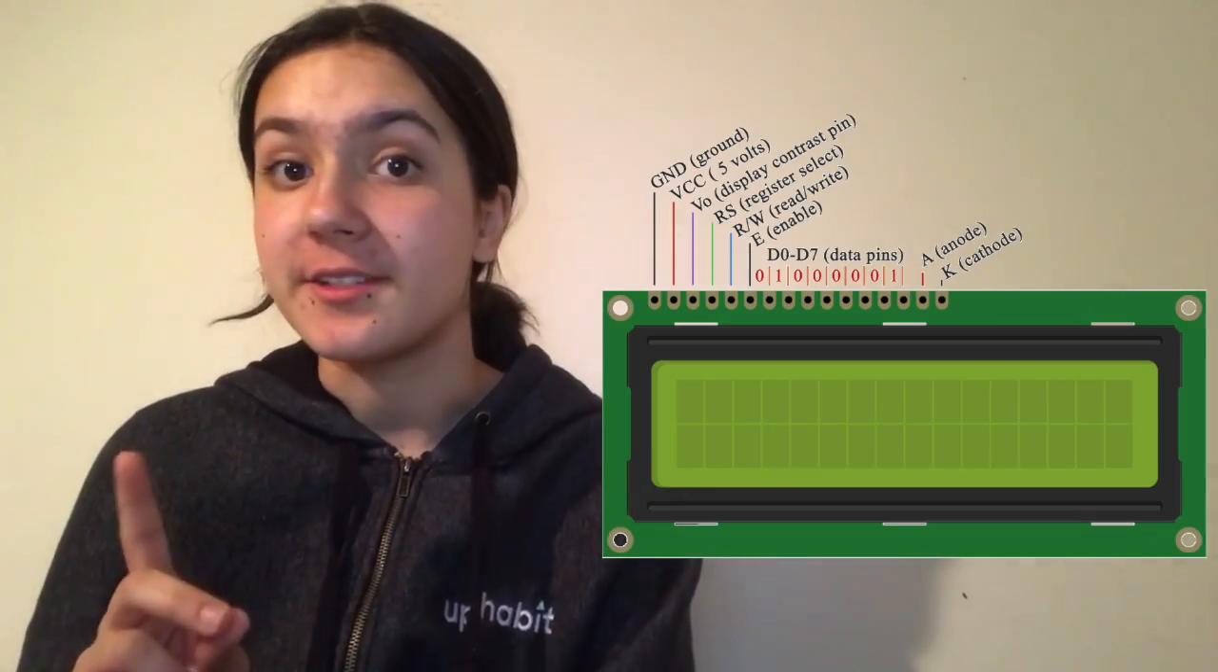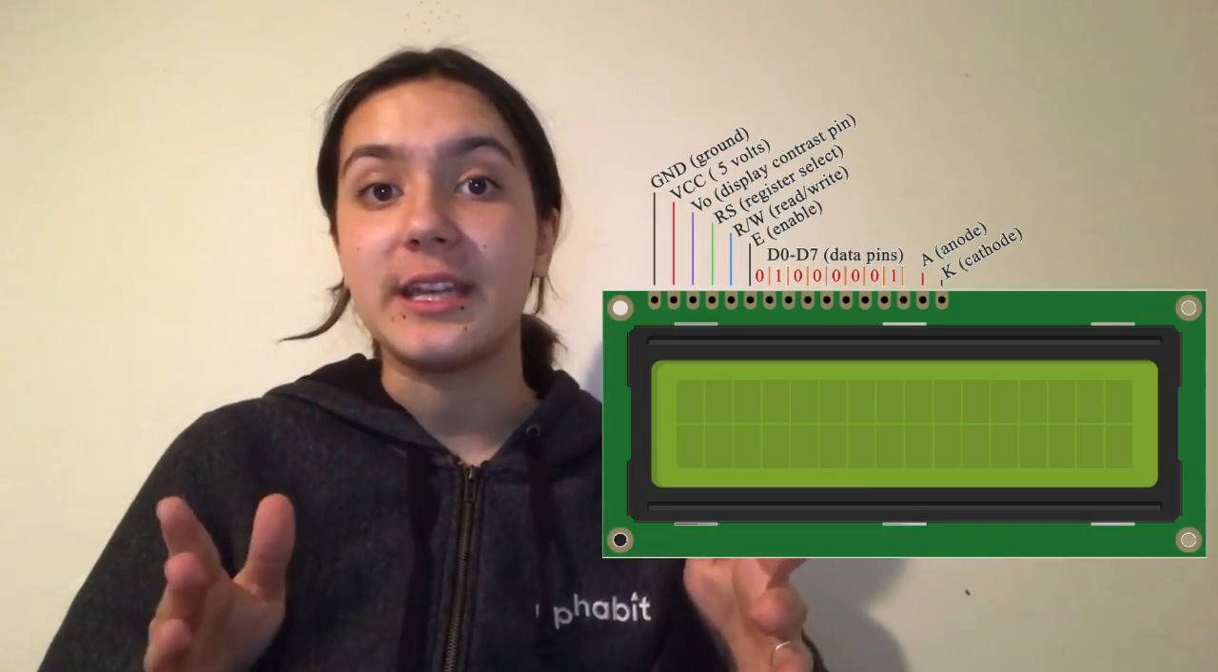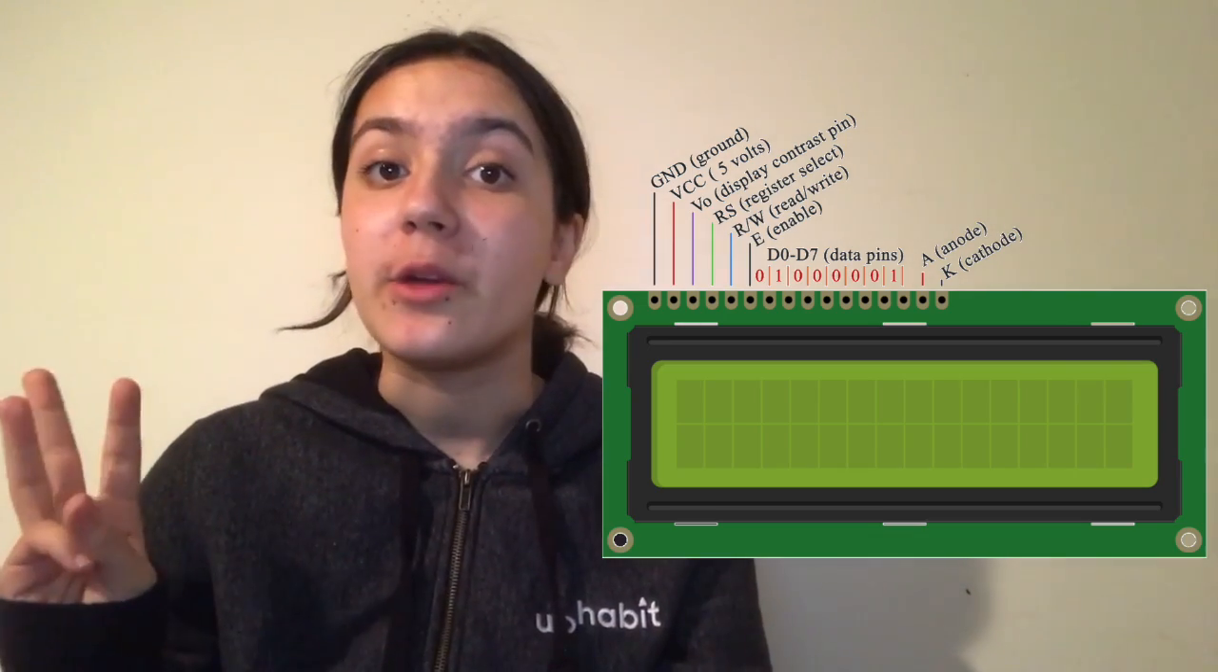LCDs have 16 pinouts, and each of the pinouts has a specific function. Pin 1 grounds the circuit, pin 2 supplies voltage, in this case 5 volts. Those two aren't that exciting. The pinouts 3 to 14 control different aspects of the text that appears on the LCD screen. Pinout 3 corresponds to contrast adjustment. I use a potentiometer here.